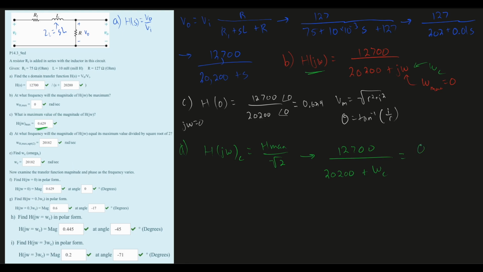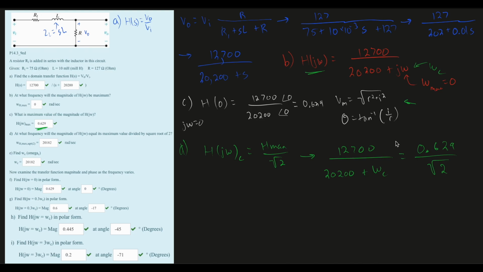Our H max we found to be 0.629, and it's asking us divided by the square root of 2. This is in magnitude, and this needs to be in magnitude. Currently, it is in the rectangular form. We don't want it in the rectangular form, we want it in the polar form. So to convert this to the polar form, we're just going to use these equations right here.